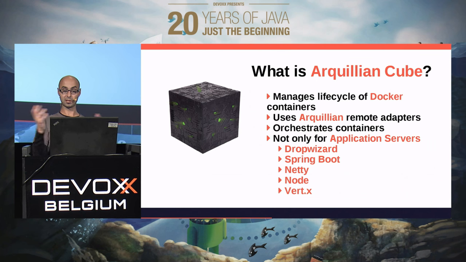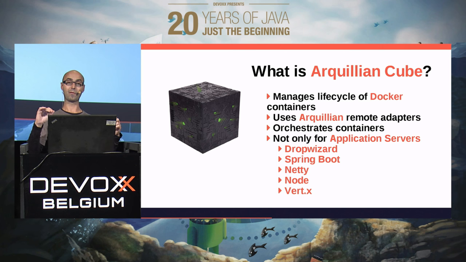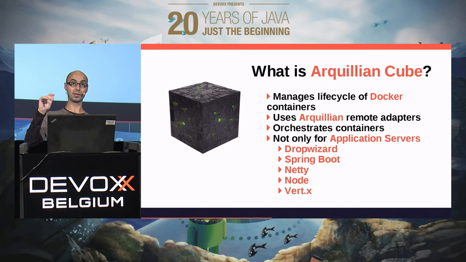It's an extension which manages the lifecycle of the Docker containers. So when you execute your test, Arquillian Cube automatically starts the container or containers that you have defined as a requirement for your tests. Then it executes the test, and finally it stops the containers. It's interesting to see that in the previous examples, Wildfly was started using the managed mode, which means that Arquillian will start the container and then stop the container.